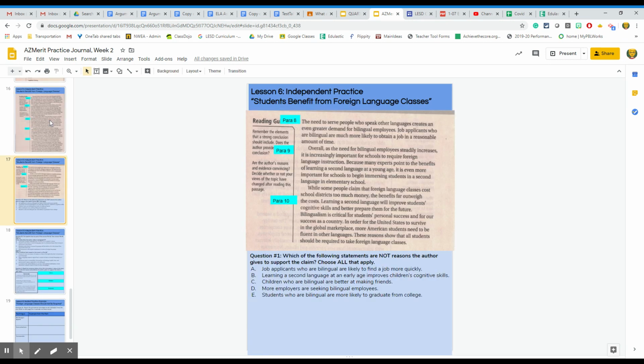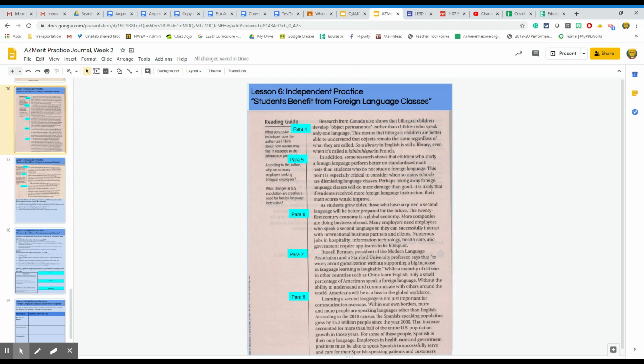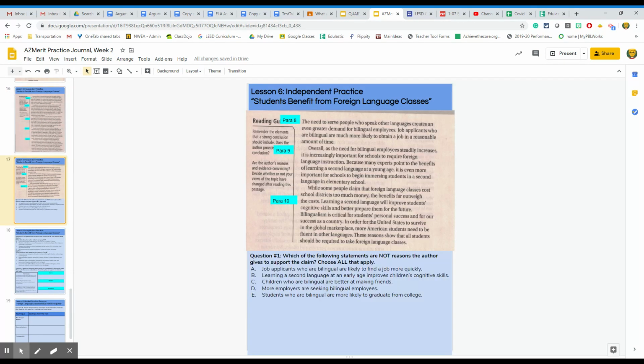Just to be sure, if you don't believe me, it mentions it in paragraph number 8, actually, right on this page. It says the need to serve people who speak other languages creates an even greater demand for bilingual employees. Job applicants who are bilingual are much more likely to obtain a job in a reasonable amount of time. All right, so we can put paragraph 8.